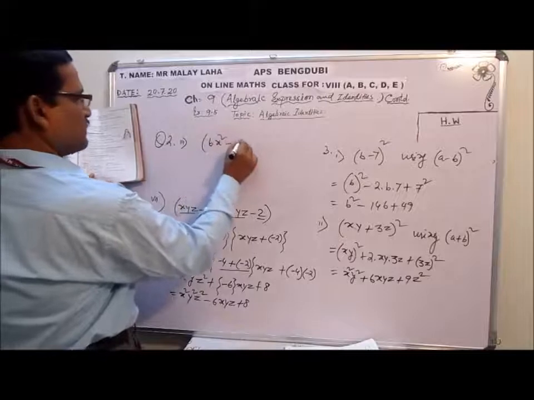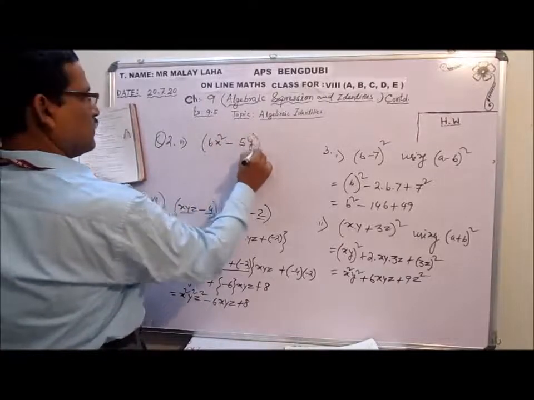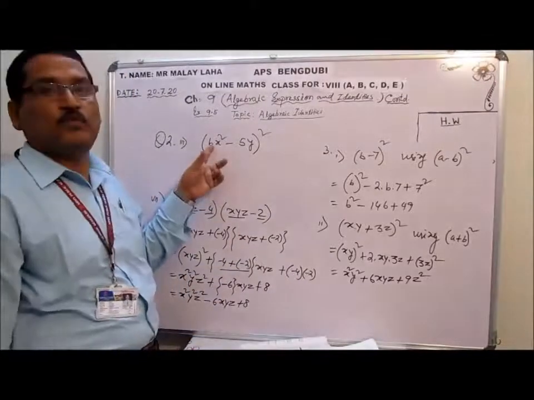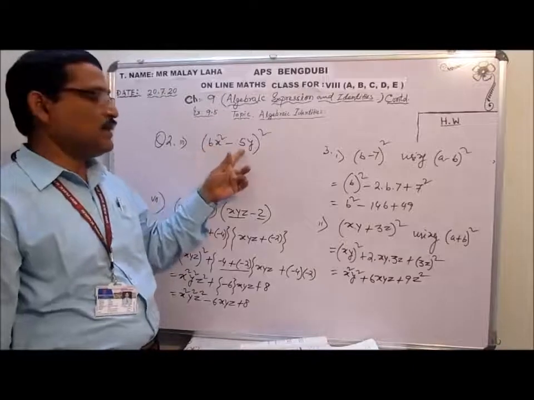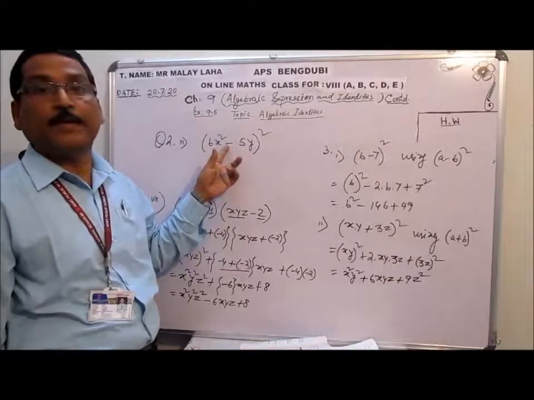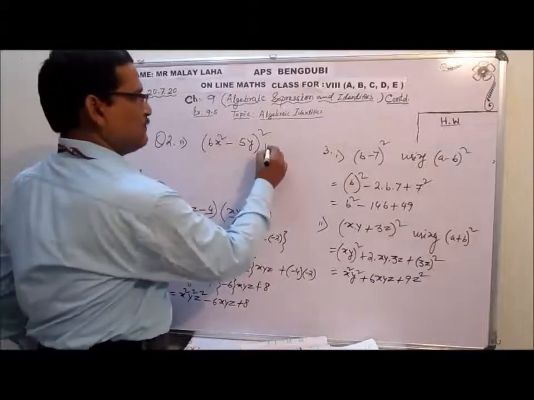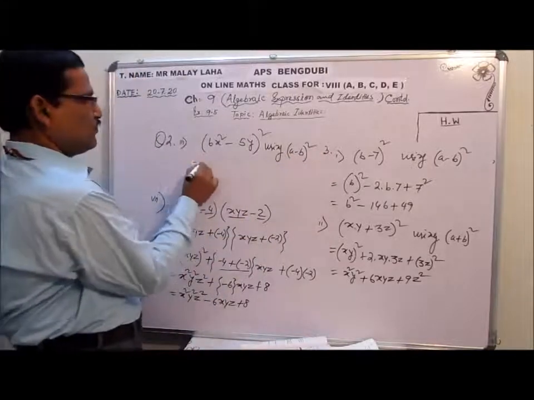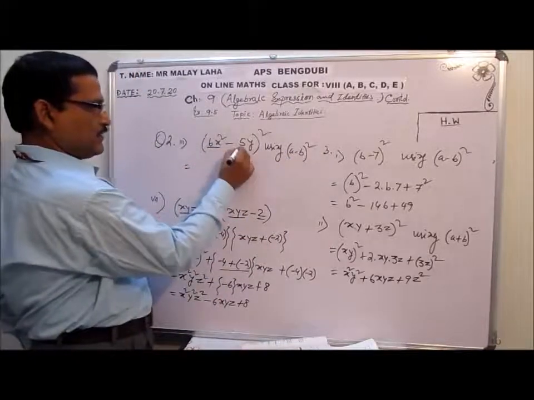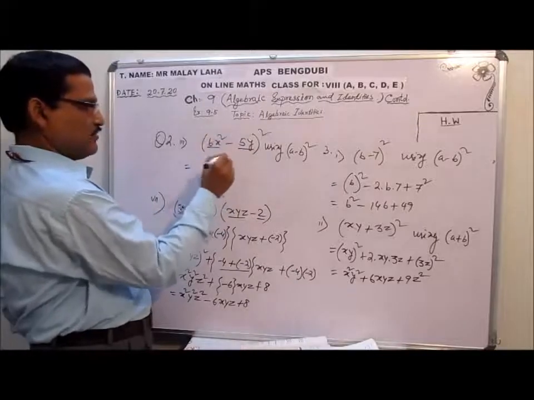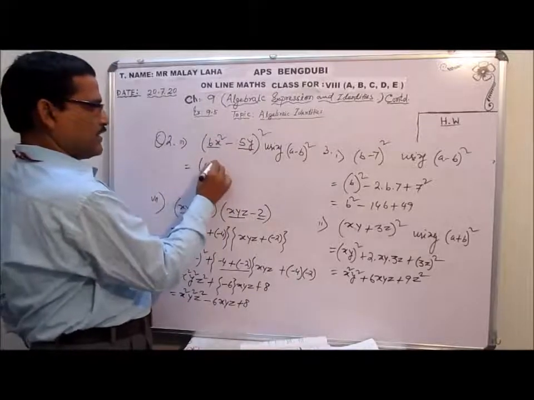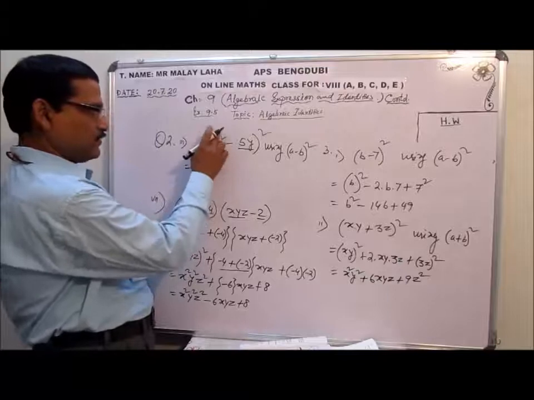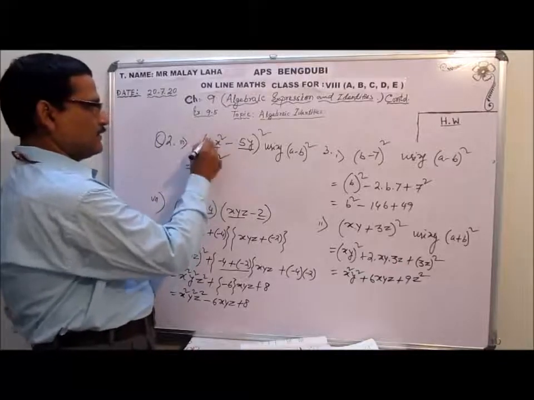(6x square minus 5y) whole square. Interesting. Okay? So this one you have to treat as a, and this one you have to treat as b. Minus sign means a minus b whole square. So I have to treat this whole one as a and this one is b. 6x square together you have to consider as a. (6x square) whole square. Understood? A square. A means whatever is present inside this.